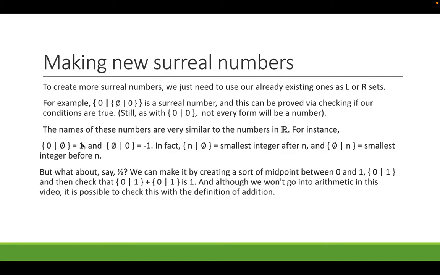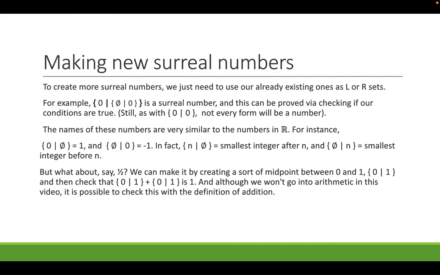Well, like we said, this is going to be 1 and this is going to be -1, and in fact we're going to call some integer n bar empty set. This is going to be the smallest integer after n, and empty set bar n is going to be the smallest integer before n. So these two are just special cases where n is 0.